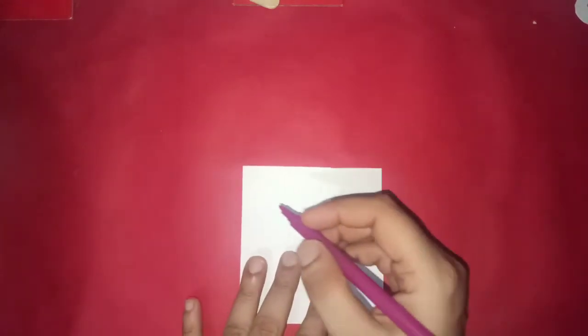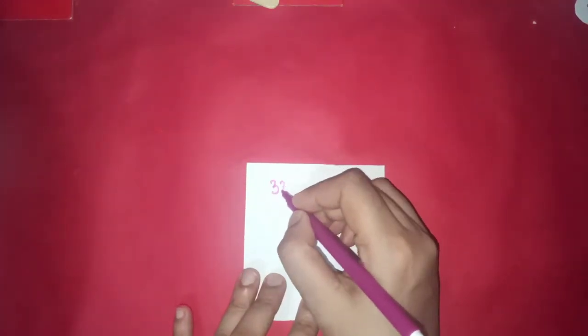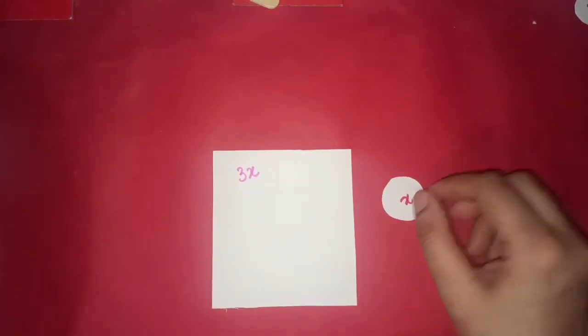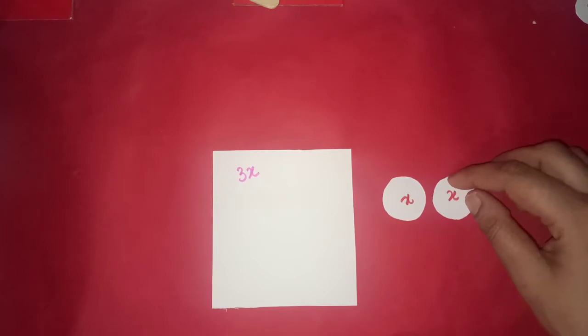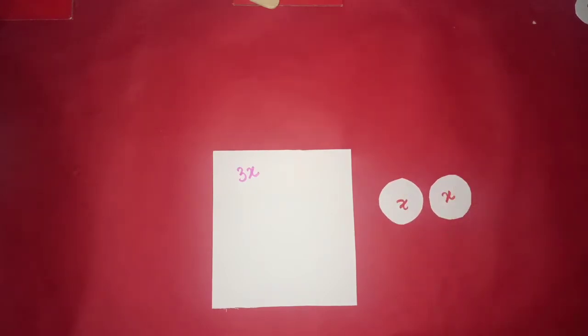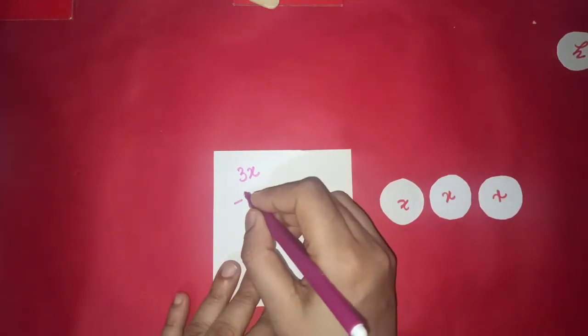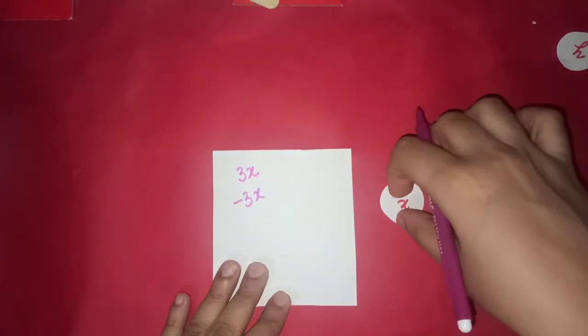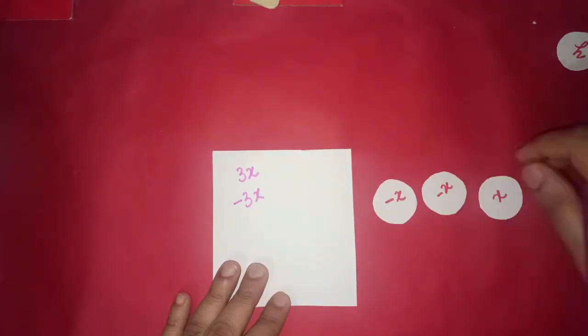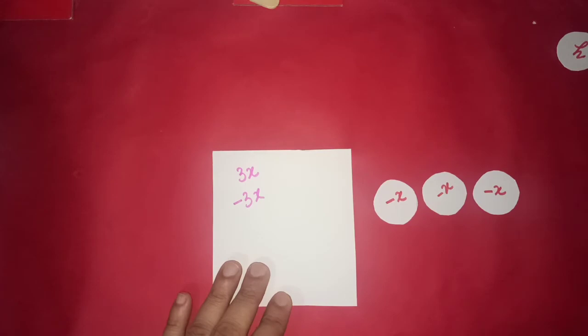How to represent 3x using these tiles? This is 1x, 2x, 3x. And how am I going to represent negative 3x? Just flip these 3. This is negative 3x.